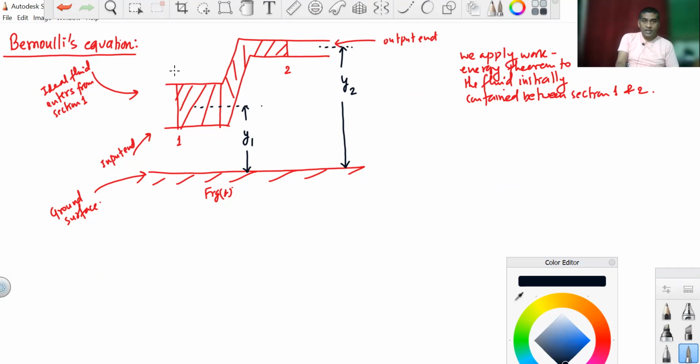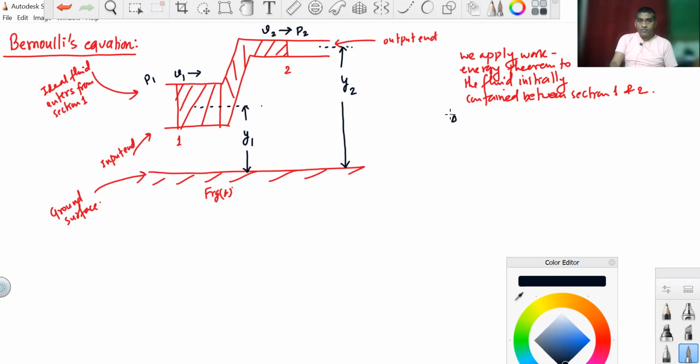And let v1 be the fluid speed at section 1 and v2 be the fluid speed at section 2. Okay, and let p1 be the pressure of the fluid entering at section 1, and let p2 be the pressure of the fluid at section 2. So we have this.